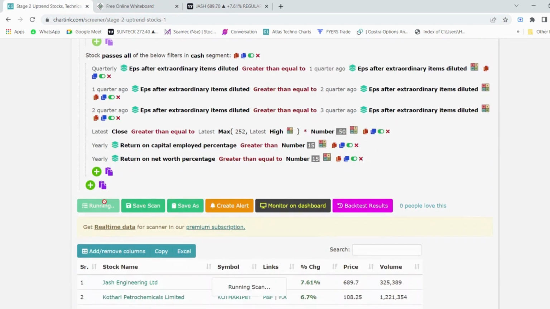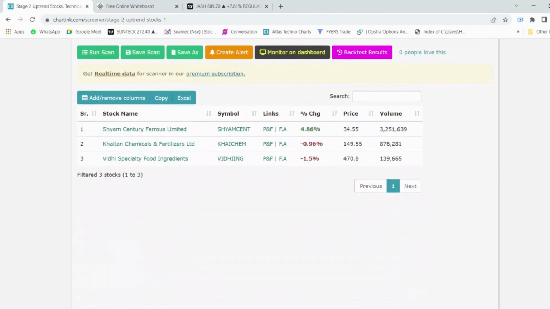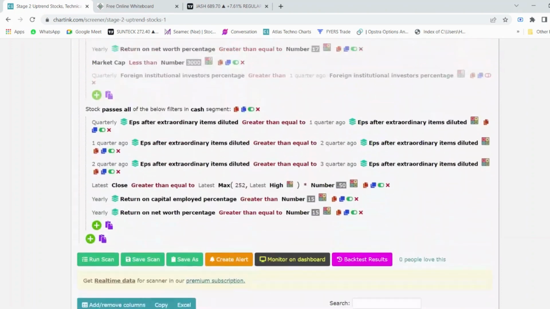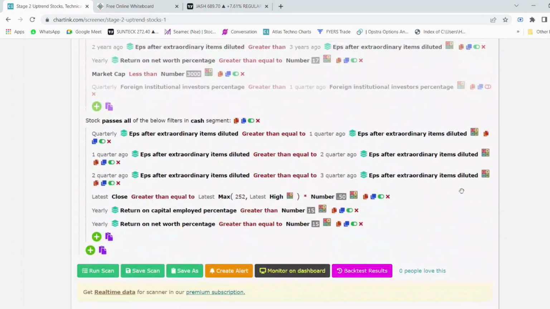Now if we apply this criteria, we are getting only a few stocks, that is Sham Century Ferrous Cements Limited and Khaitan Chemicals. So we are getting only three stocks right now in this criteria. These are the stocks where you can take an entry depending upon the risk to reward ratio. Obviously, for all the other things, refer to the stage analysis and multi-bagger video to identify how to enter into stocks that are in a stage 2 and stage 1 uptrend.